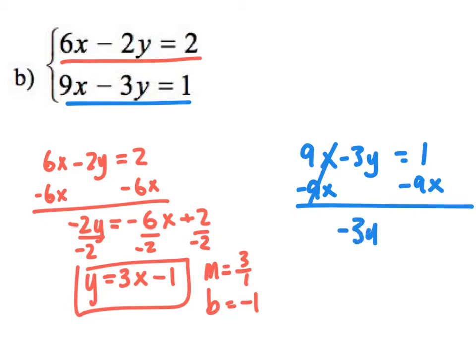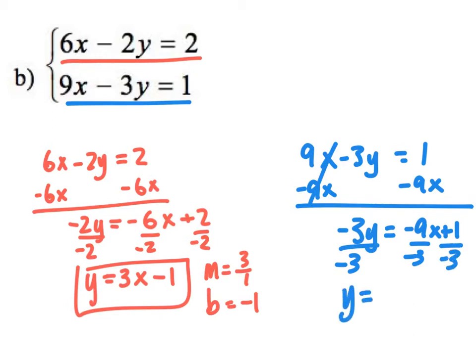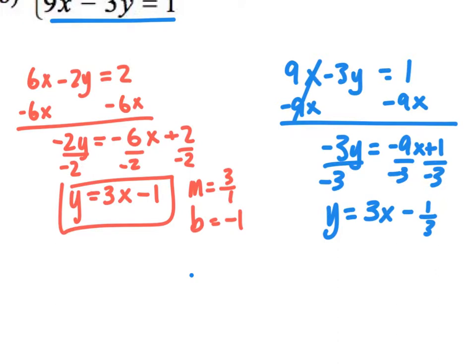I get negative 3y is equal to negative 9x and then plus 1. Okay, and then if I divide by negative 3, divide by negative 3, and divide by negative 3 here, I get y is equal to positive 3x and then minus 1/3. So what I want you to notice here is that both of these lines have the same y-intercept, or I'm sorry, the same slope.